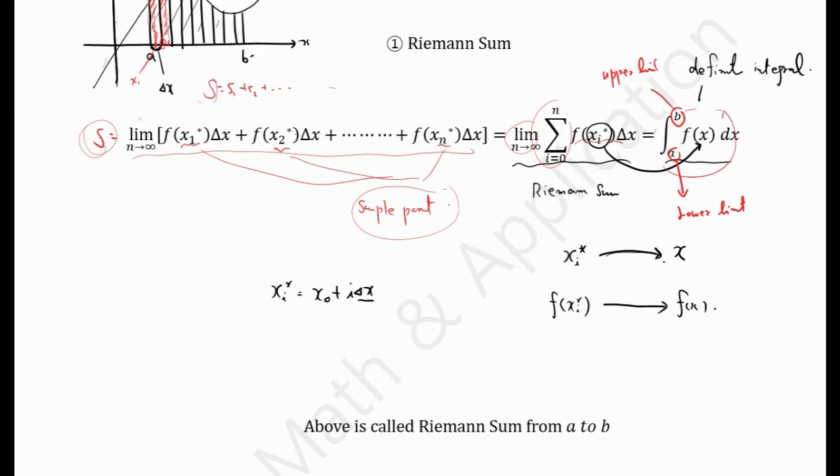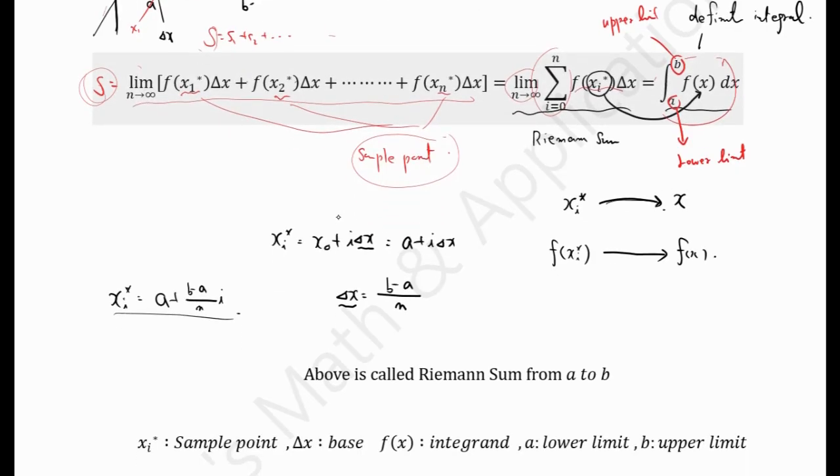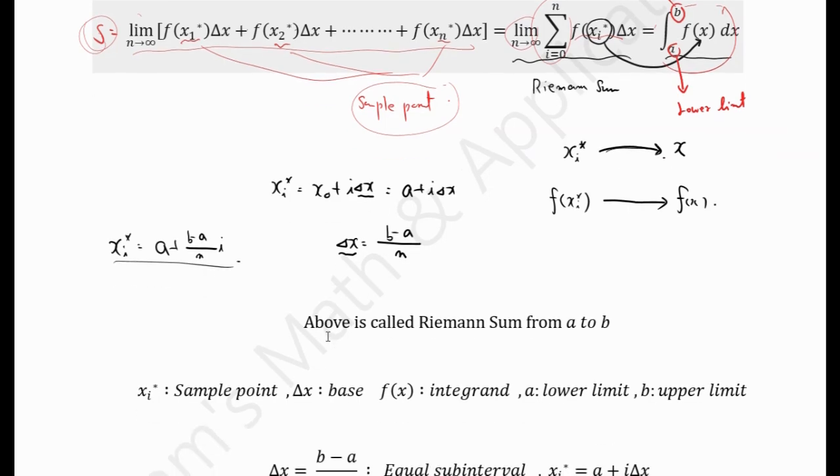Delta x is the base length, and in this case x0 is a, so xi star is a plus i delta x. Delta x is the same subdivision, so this is (b minus a) over n. So xi star is a plus (b minus a) over n times i. So we can change this Riemann sum into the definite integral, the Riemann sum from a to b.